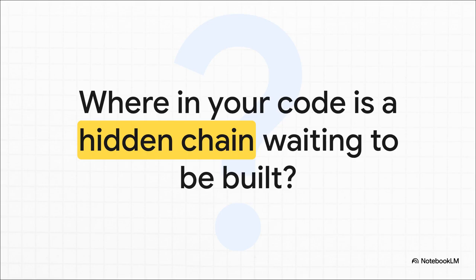So the question I want to leave you with is this. Start looking for those tangled messes of conditional logic in your own code. The next time you see a massive if, else, or switch statement, just pause and ask yourself, could these checks be turned into a chain of independent handlers? You might just find the perfect place to build a more robust, a more flexible, and a much more elegant solution. That hidden chain is just waiting for you to build it.